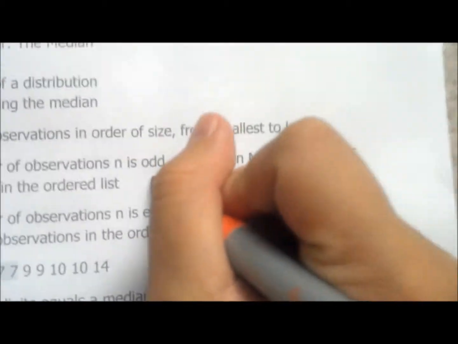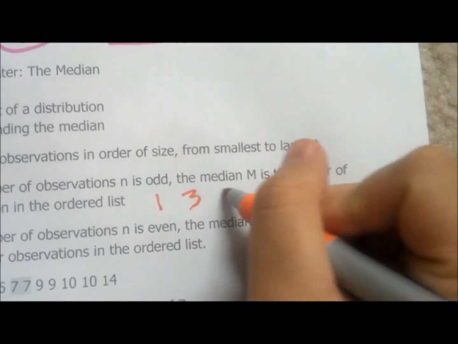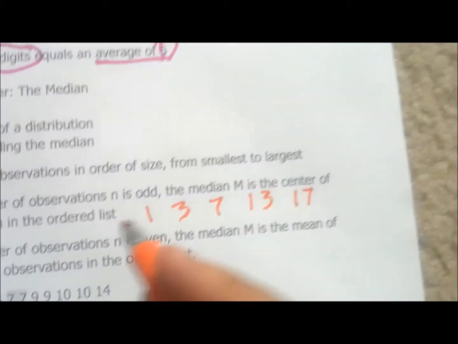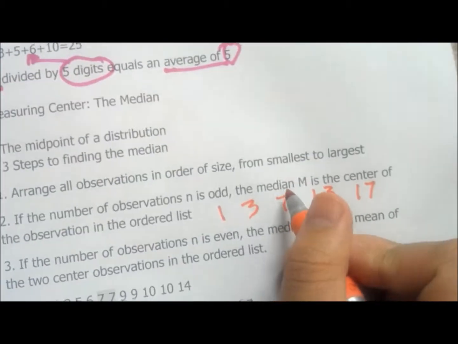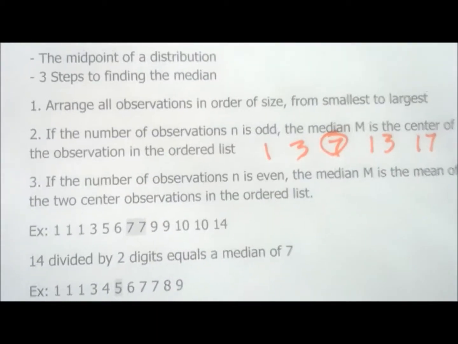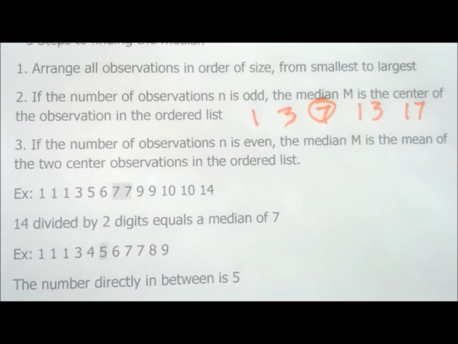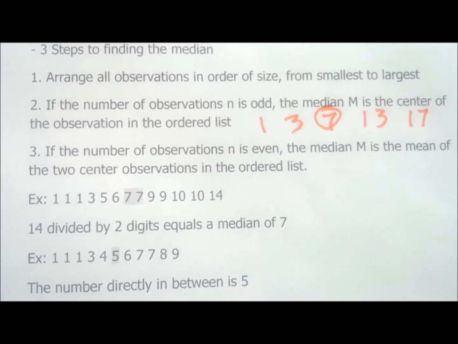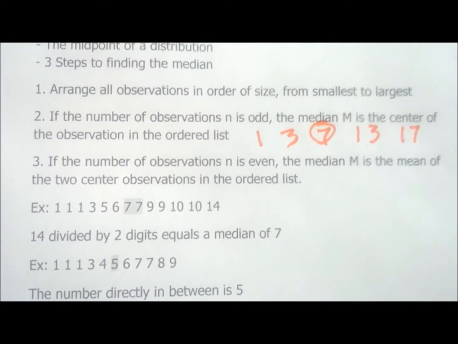So for example, 1, 3, 7, 13, and 17. There's 5 different numbers. The one directly in the middle is 7, and in this case, that's our median. Now, another thing. If the number of observations is even, the median is the mean of the 2 center observations in the ordered list.